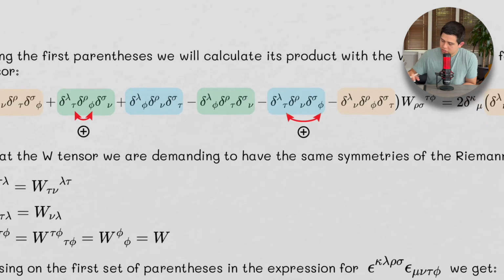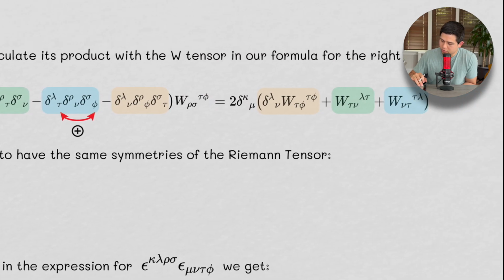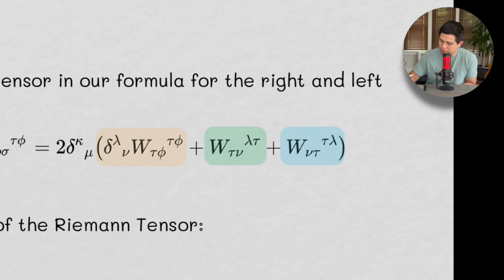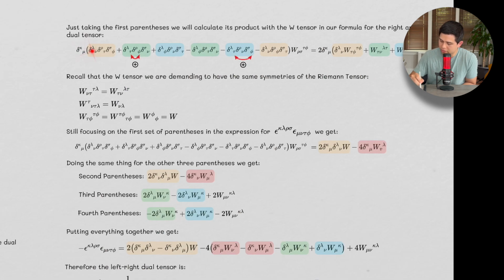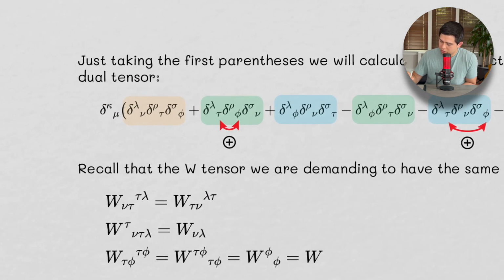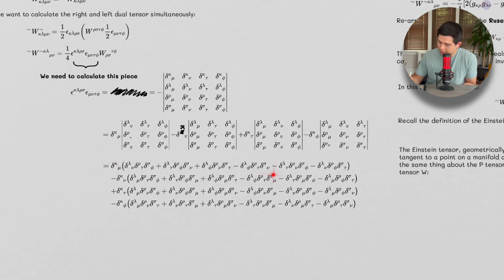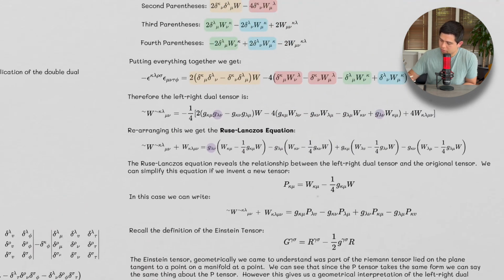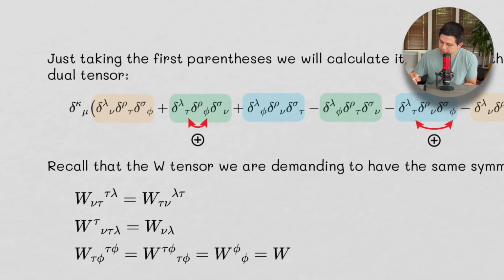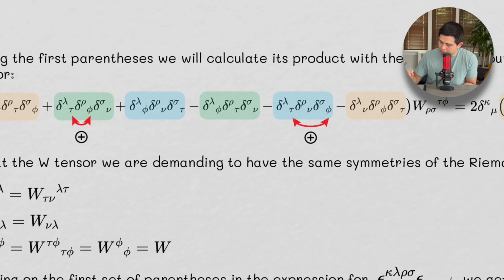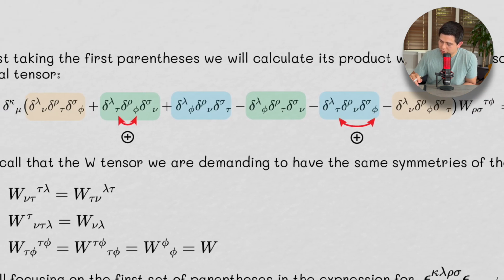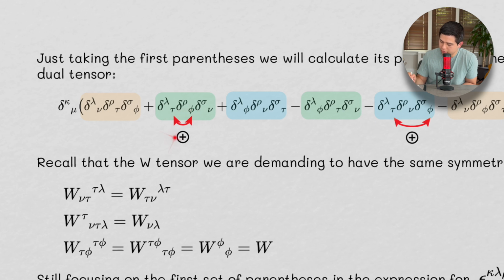Okay, so just taking the first parentheses, we're going to calculate its product with the W tensor in our formula for the right and left dual tensor. And so this is the first, this is just this one right here, right? So if we go down here really quick, just this guy up here, okay? We're just going to deal with him for right now. And we have all of this in here, okay? And what we can do is we can swap some things. When we swap, we're going to have to swap the sign, right? So this just means I'm swapping the sign.